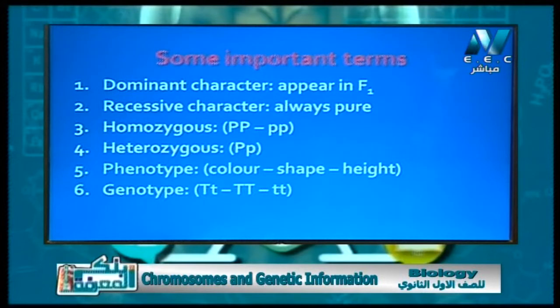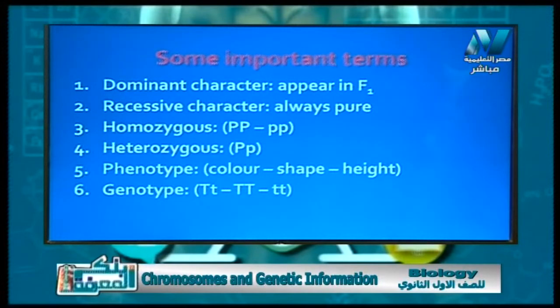And also we have another important term, homozygous. Homozygous means the individual has 2 genes that are similar, whether they are dominant, capital P, or recessive, small p. So the 2 genes are similar. This is why we call it homozygous. And also we call it pure genes.